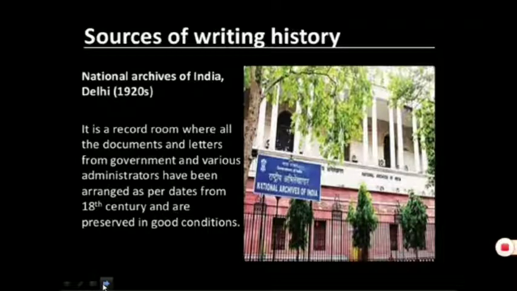National Archives of India, Delhi. It is a record room where all the documents and letters from the government and various administrators have been arranged as per dates from the 18th century and are preserved in good condition.